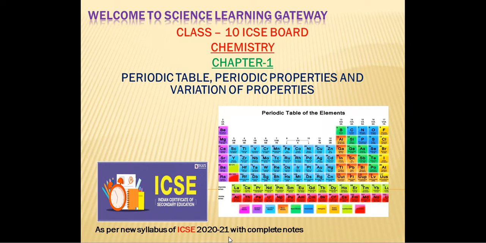So today we will start class 10th ICSE Board Chemistry chapter number 1, and the name of the chapter is Periodic Table, Periodic Properties and Variation of the Properties. Means in this chapter we'll learn the concept of the periodic table and the trends which are going in the periodic table, and about the periodic properties and variation in detail.